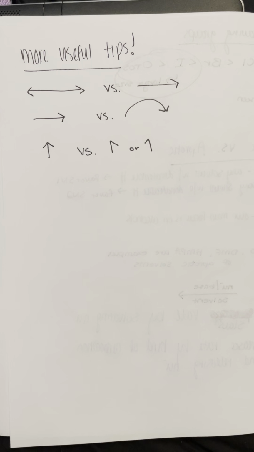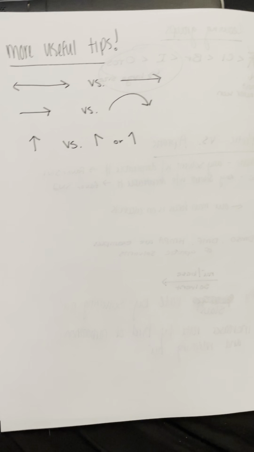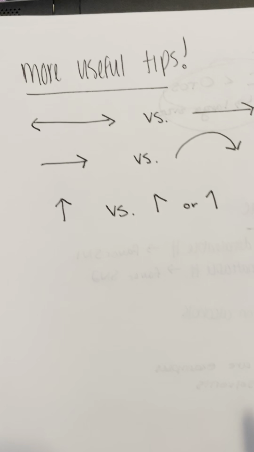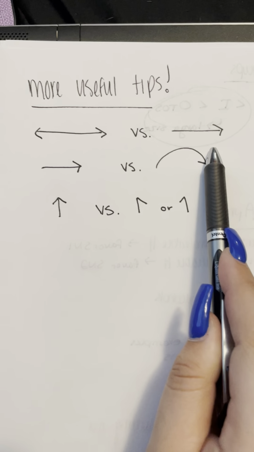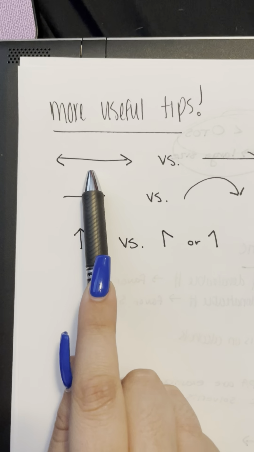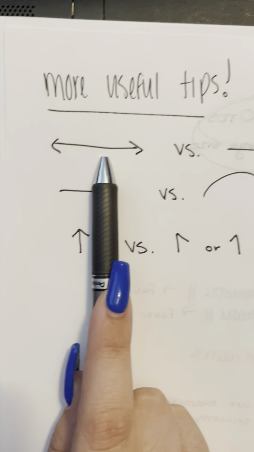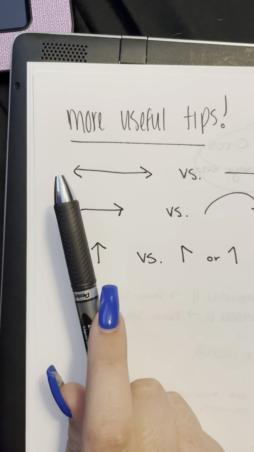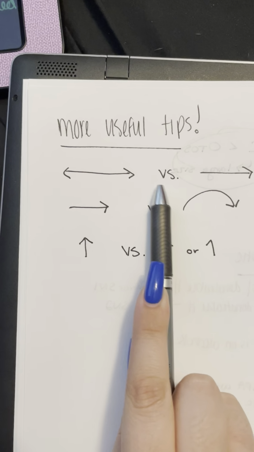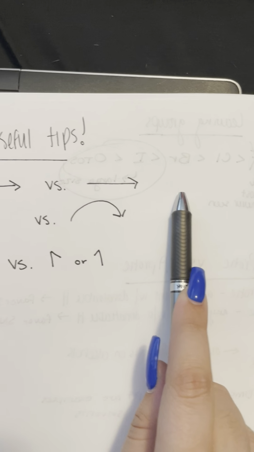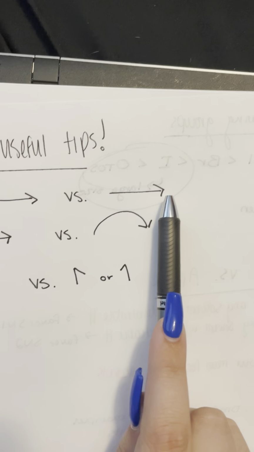Here are some more useful tips to know for the mechanisms in organic chemistry. You might have seen these before, but here's just a recap. This arrow versus this arrow. This arrow goes both ways, meaning that it is in equilibrium to each other, or one side could be equal to the other. This arrow just basically means it goes from reactant to product. Yielding. It is yielding a product.